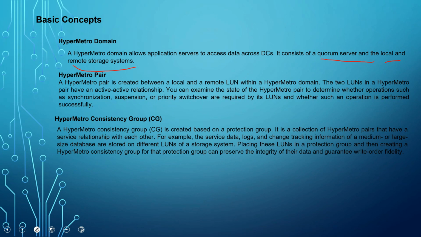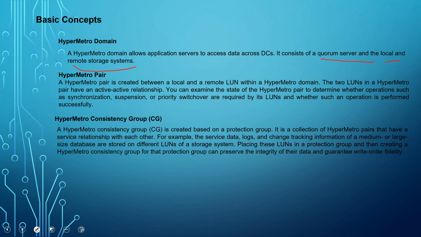A HyperMetro pair is a pair of the local storage and remote storage. You have to configure a pair of both storages, so that there can be an active relationship between two LUNs. So when you create a HyperMetro pair, it will be a pair, and they will be responsible to sync every time. So it will be an active relationship between these two LUNs.